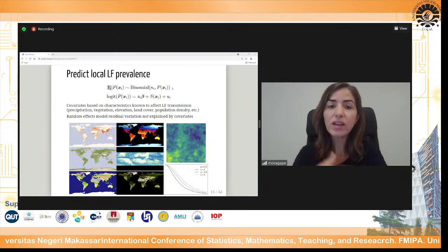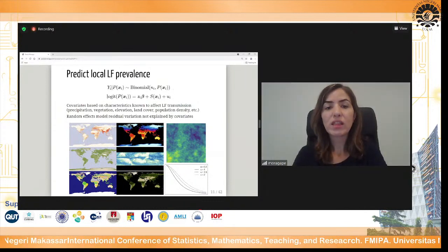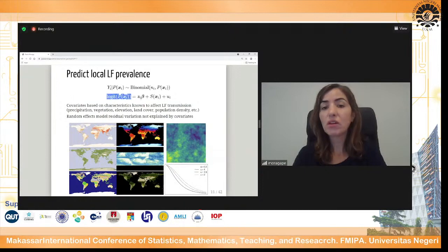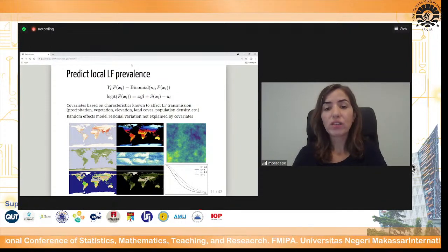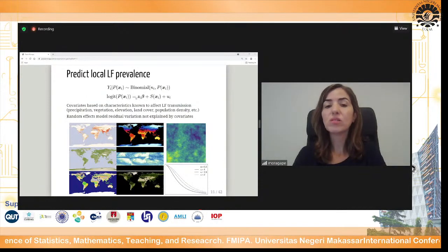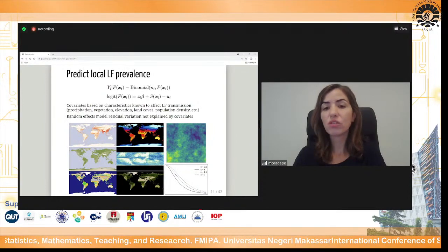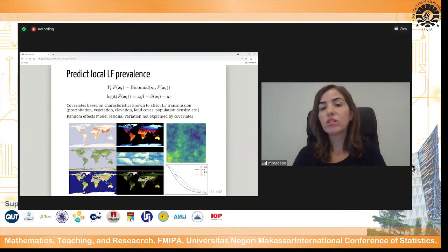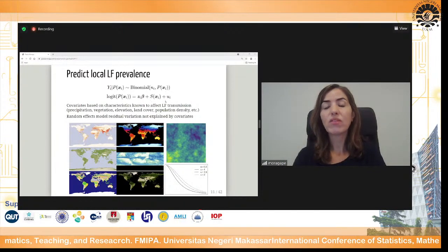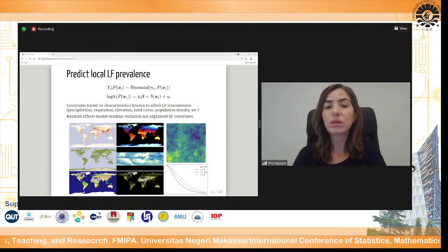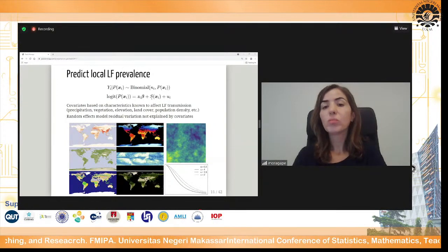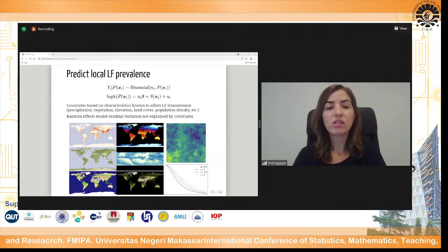Then in a second stage, we can say that the logit of the prevalence is equal to some covariates plus random effects. In the covariates, we're going to put factors that we know that affect lymphatic filariasis transmission, such as precipitation, vegetation, elevation, land cover, population density. And then we're also going to include random effects to model variability that cannot be explained by the covariates. We will put a spatial random effect and also an unstructured random effect.